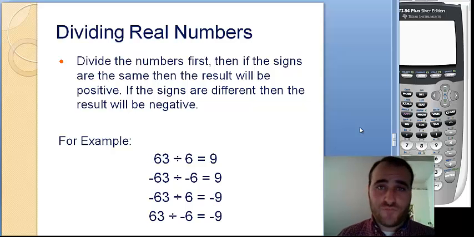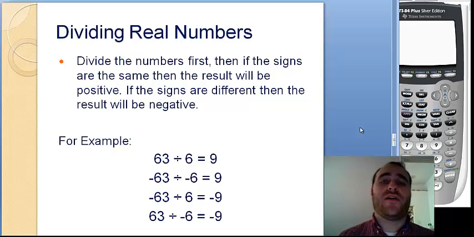Division of real numbers. We treat this just like multiplication, where we always do the division first, and we worry about the signs later. The rule about the signs is the same as the ones we learned for multiplication. If the signs are the same, then the answer will be positive. If the signs are different, then the answer will be negative. So let's look at our examples. 63 divided by 6 is 9. Both signs are the same, so our answer is positive.